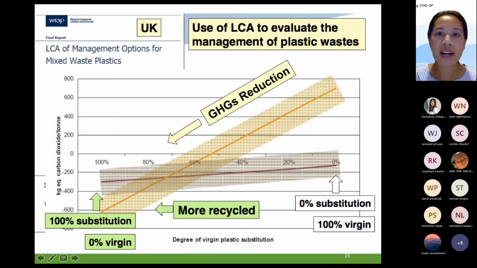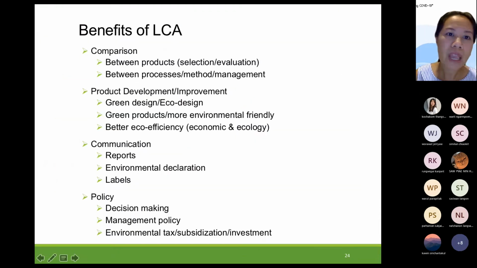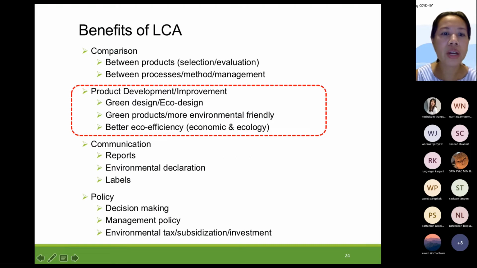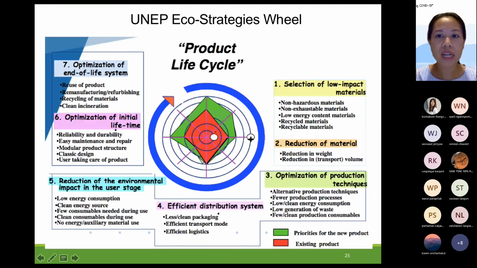This just shows how to use the LCA to evaluate the management of plastic waste. Another benefit of the LCA is in product development and improvement. If we know which step causes environmental impact, we can choose that process, and depending on our product, we can improve it by clean design or eco design. This is the UNEP eco-strategy wheel for the product life cycle.